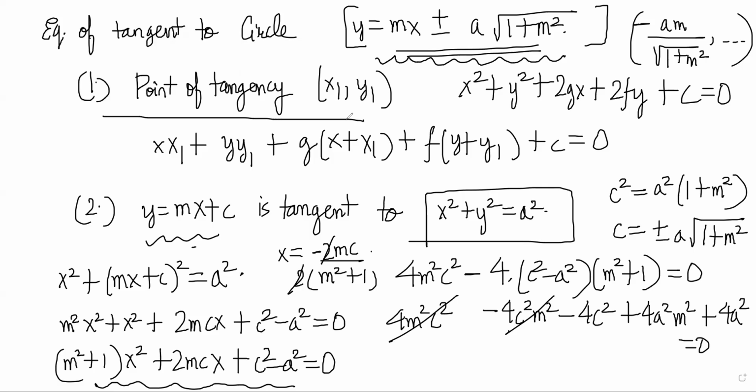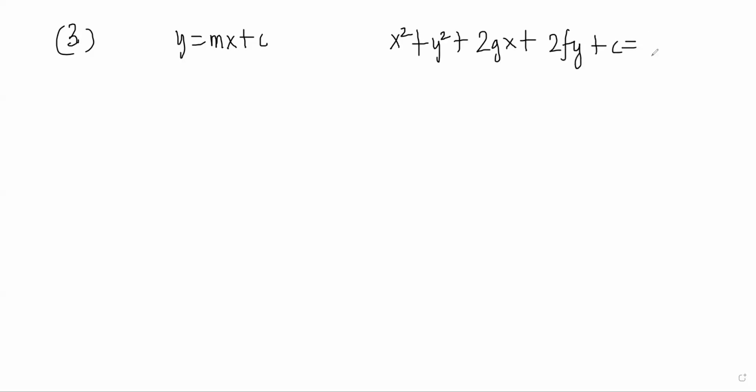Okay, so we have discussed the intersection of a straight line with the circle. The straight line will be tangent to the circle if the discriminant is 0. You can do this, however, in a different way also. If you have y is equal to mx plus c, and we have the circle x square plus y square plus 2gx plus 2fy plus c equals 0.